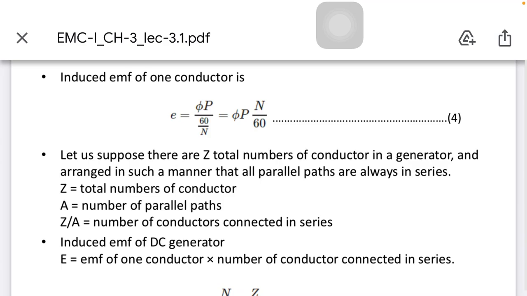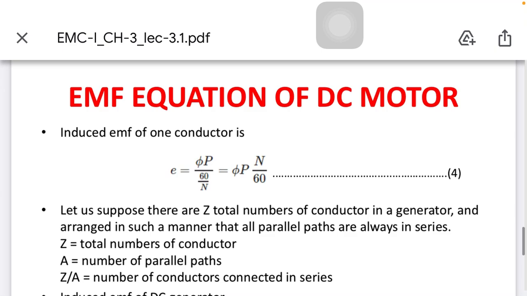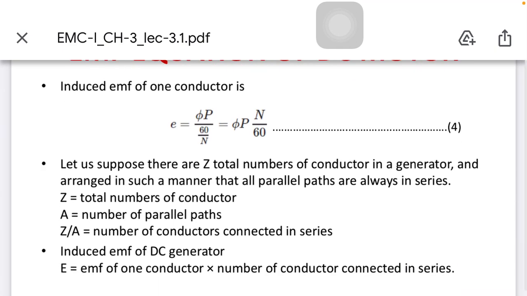Now the number of conductors matters, right? As we discussed, the armature has two types of winding, lap winding and wave winding. So the winding configuration will affect the EMF equation. Now consider Z is equal to the number of conductors in the generator. There are a bunch of conductors, not only one conductor wound over the motor's armature. Let Z be the total number of conductors in the generator, arranged in parallel paths. Suppose the number of parallel paths is A. The parallel paths are different for lap winding and wave winding.